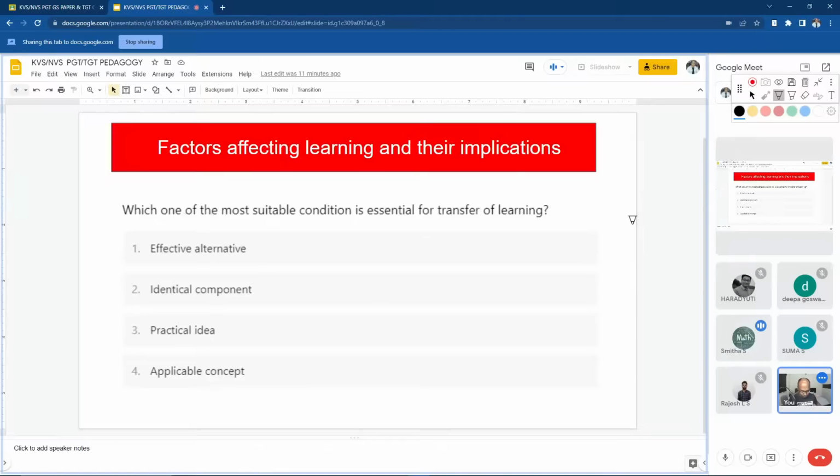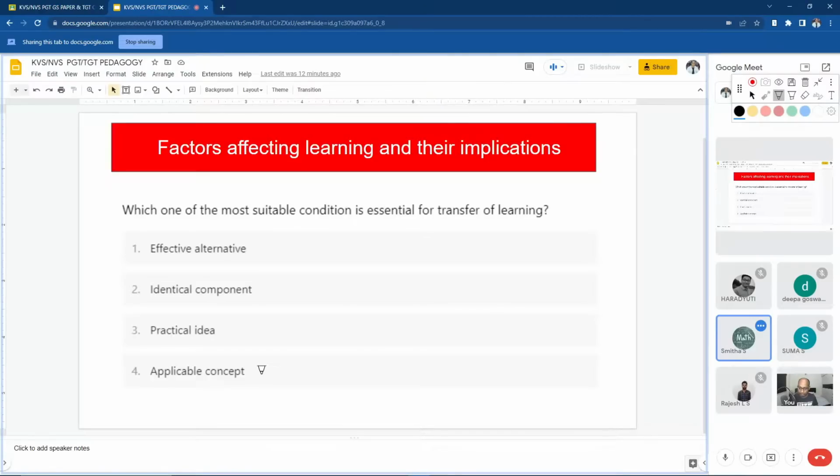Second question to Smita ma'am. Yes, sir. Which one is the most suitable condition essential for transfer of learning? Effective alternative, identical component, practical idea, or applicable concept. You are teaching something and they are supposed to learn what you are teaching, but under which condition does transfer of learning take place? How do they learn?